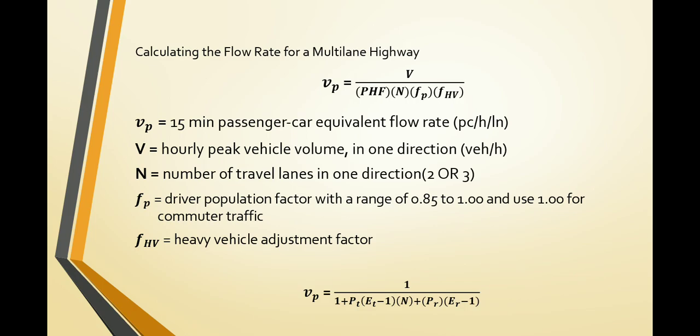Calculating the flow rate for a multi-lane highway. The formula is VP equals V over PHF times N times FP times FHV.